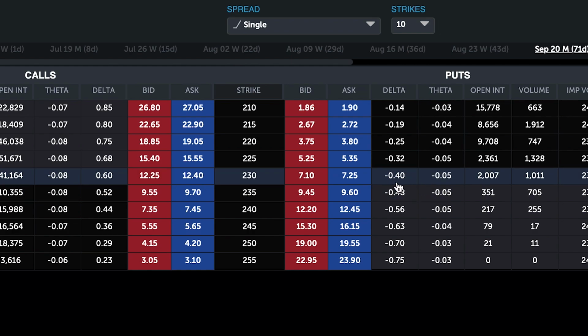If you look on the put side, though, the likelihood of it being less than $230 by September the 20th is 40%. So it's less of a chance of that happening. That's just because the market is telling you that the price of Apple stock has been on a tear. So that's why the put option delta is less.